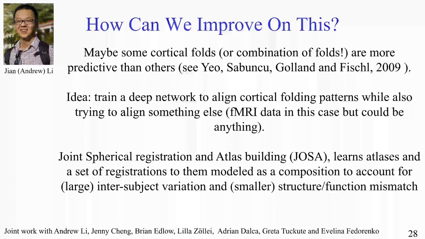The way we do this is we build a model, which Andrew calls JOSA. What it does is it learns a set of atlases. It'll learn the geometric atlas, which is the core of it, and then some auxiliary map atlas. In this case, it'll be language maps. And then it learns a set of transformations. It learns a single large transformation that accounts for the large variability we see in human brains. And then it will learn a pair of smaller deformations that allow structure and function not to line up perfectly in any given brain. Okay.